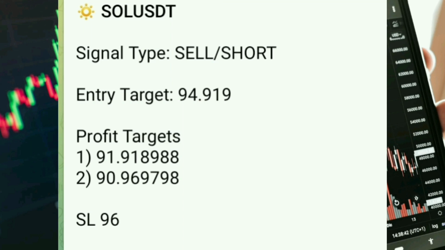Now our SL here, which is stop loss, is 96. Remember, in this signal, they said we should short the coin. We should predict that the coin will go down. So from the figures, you're seeing that the coin is going down. When it goes down, you make your profits. And our stop loss is 96. Now, let's look at another future signal.